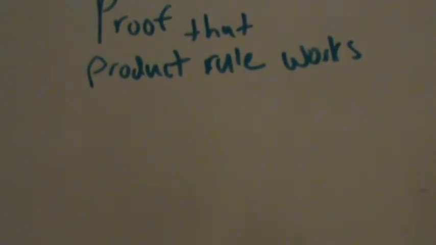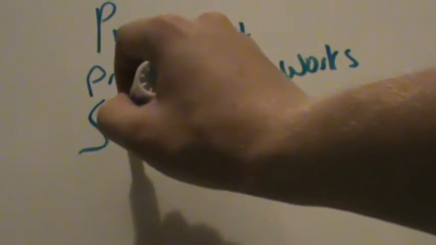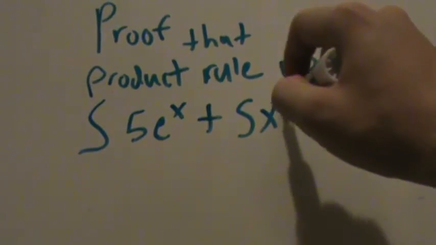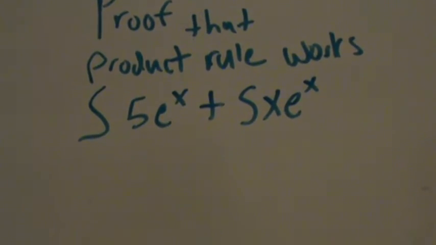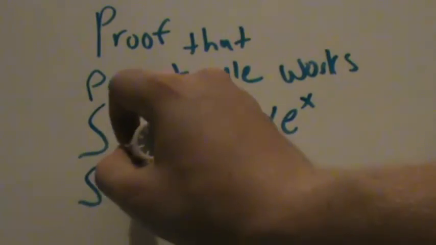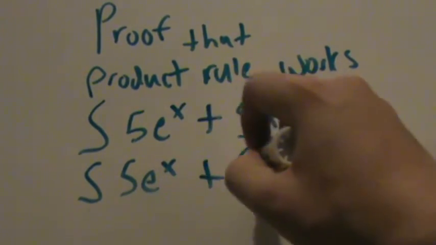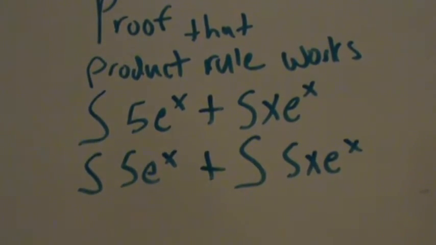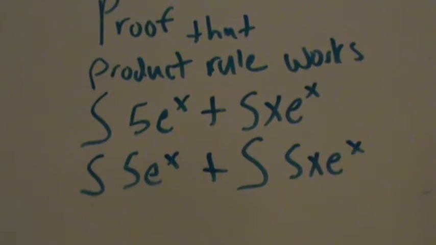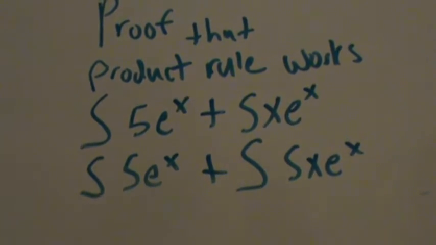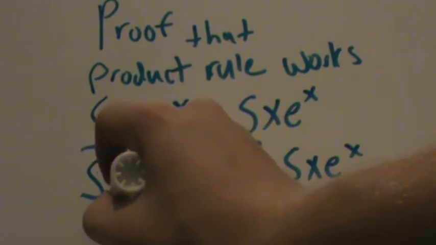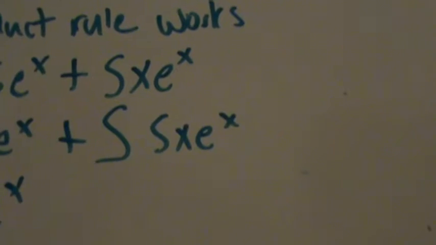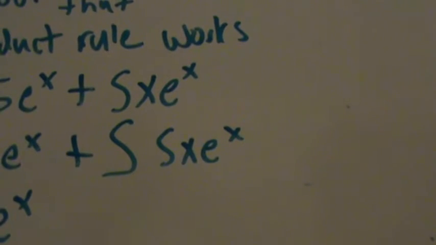So basically we want to take the integral of 5e to the x plus 5x e to the x. And by integration rules, we can split this up into two integrals: the integral of 5e to the x plus the integral of 5x e to the x. This obviously integrates directly. You know that the antiderivative of e to the x is e to the x, and this is just a constant, so it comes out. So this is just 5e to the x. But now we have to focus on this guy, and for this one we're going to have to do integration by parts.